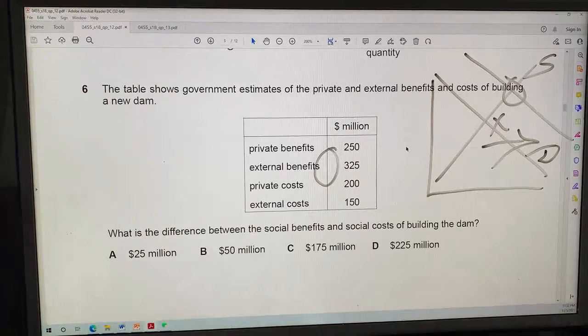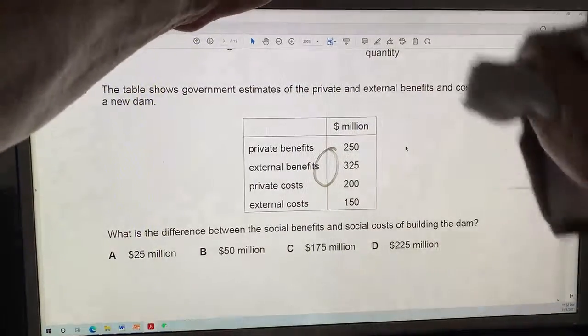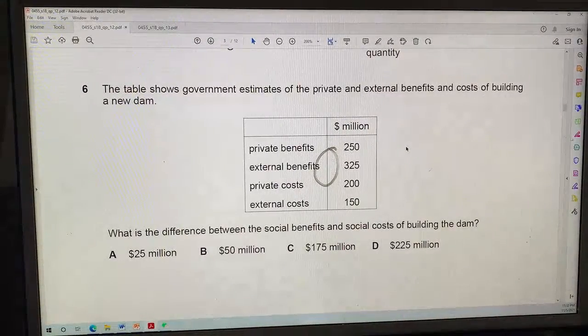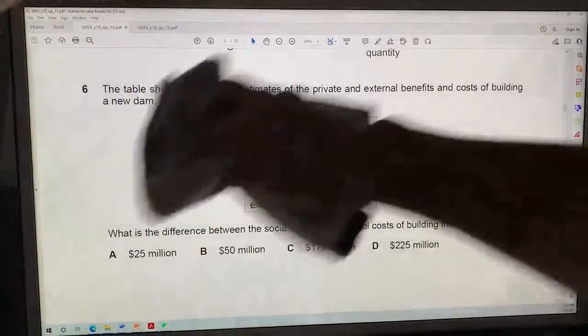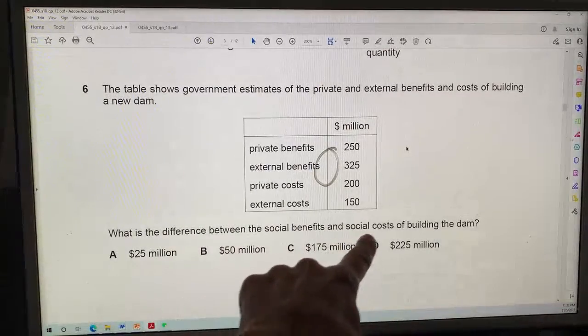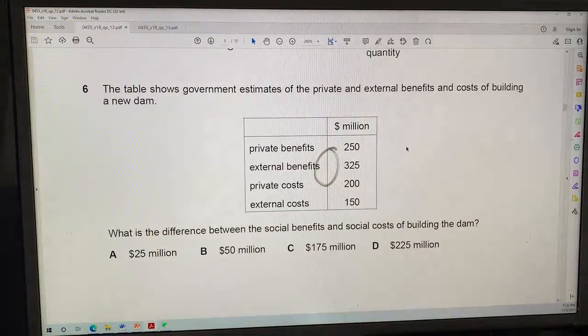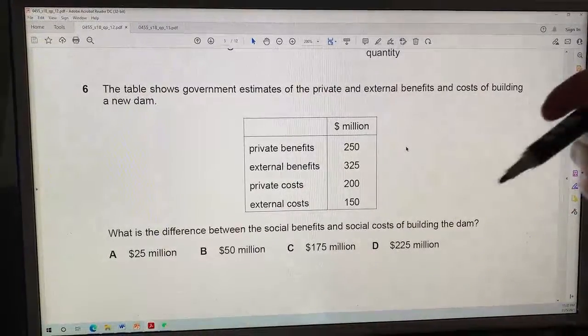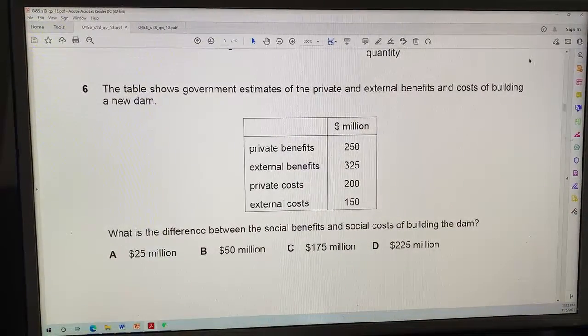Number 6 says, the table shows government estimates of private and external benefits and costs of building a new dam. What is the difference between the social benefits and social costs of building the dam? I like this question because we can make 2 tables and easily explain this.